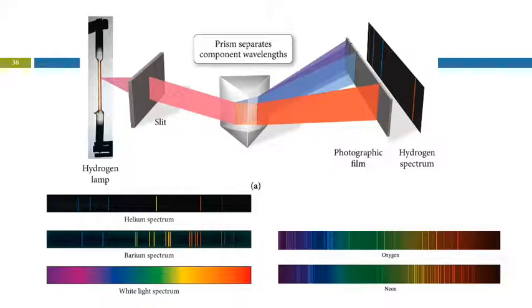You can also get, here's oxygen and neon. Neon has some bands over here in the blue, but there are a lot of really bright ones over here in the orange. And that's why overall it gives us an orange color.